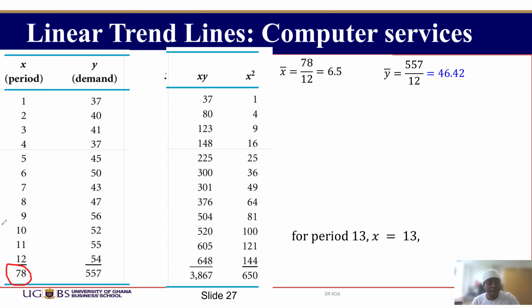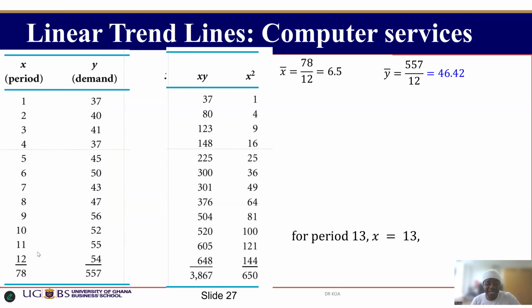gymnastics. If you look at the y, if you sum all of them together, you get 557. Okay, 557. And then if you look at the xy, if you sum all of them, you get 3,867. And then the x squared, you get 650. So with that knowledge in mind, we can get all the things that we need to get.